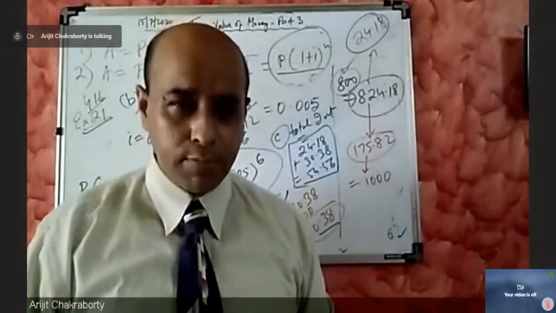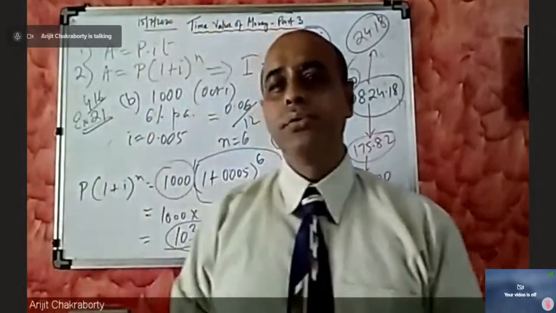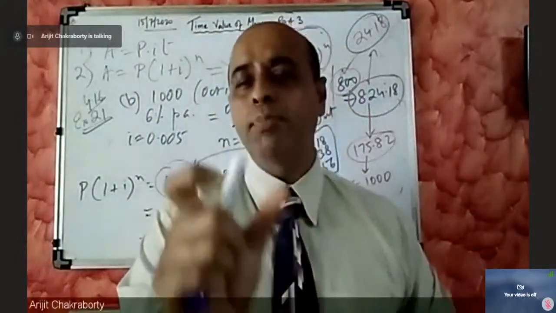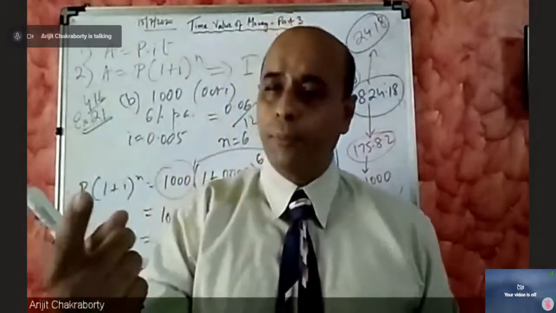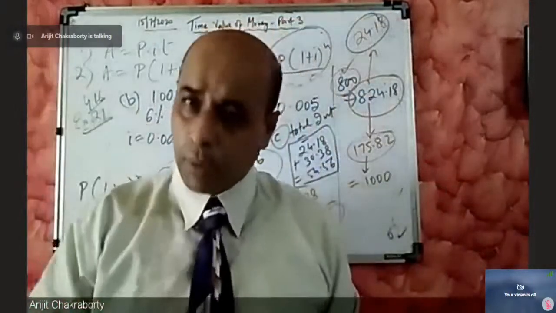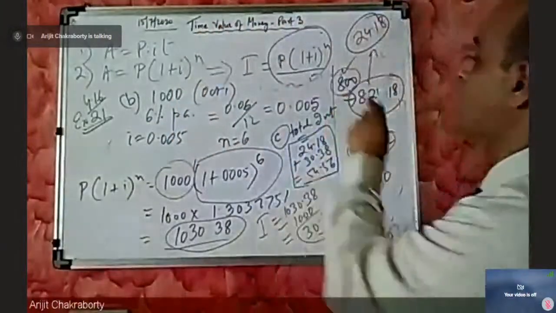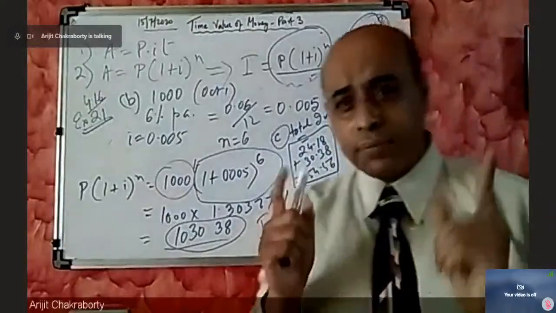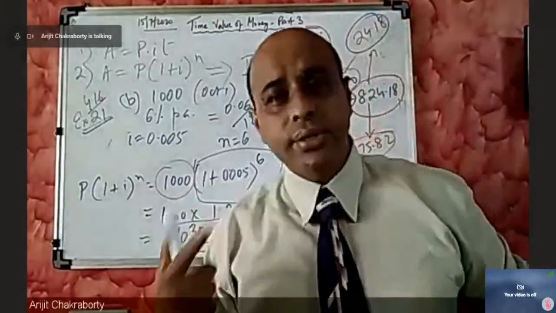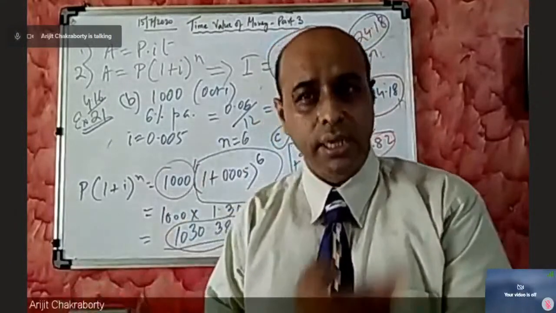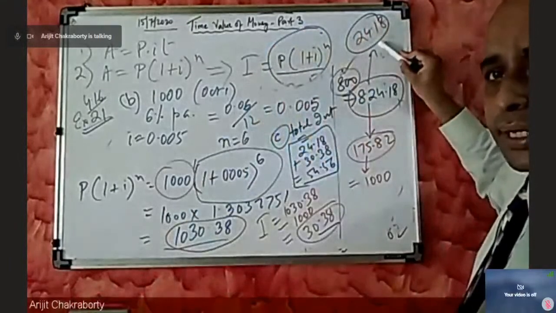The duration was 6 months. So n was 2, and we use the formula P, that is 800 into 1 plus i to the power 2. We put in the value of interest i and then to the power 2, we got 824.18. So he started with 800, but he received 824.18, which means the difference is the interest. The interest is 24.18.